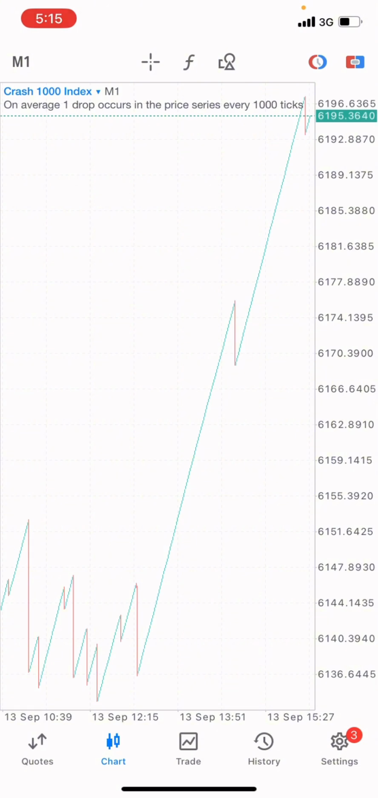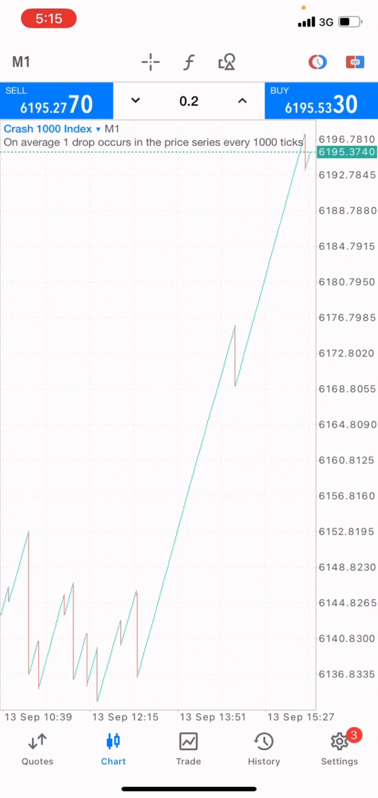All right, now we're on the Crash 500 index market right now, and remember that if you want to make profit in this type of market, you need to calculate the amount of lot size you are going to use on the market. All right, the amount of lot size is going to determine the amount of profit and loss you are going to have.